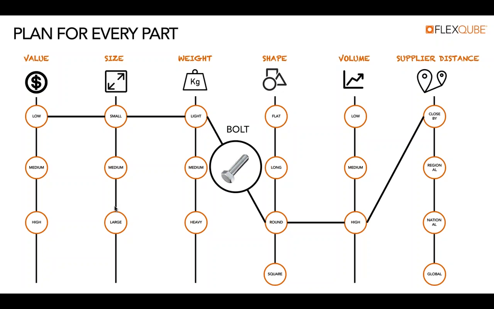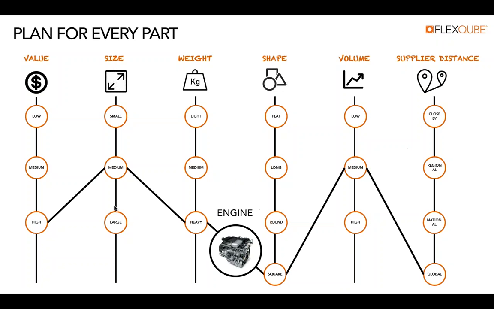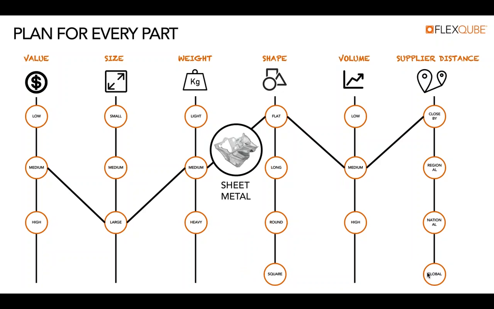So if we take a bolt, for example, it's a small size, very light, pretty normal part, and normally also very high volume. If we take an engine, for example, that has a medium size, but we have a heavy weight. Volume wise, probably pretty high volume, but not as high as the bolts. And in most cases, maybe you buy the engine from some global supplier, or you can buy it nearby. This is just examples of how you can categorize the different parts.